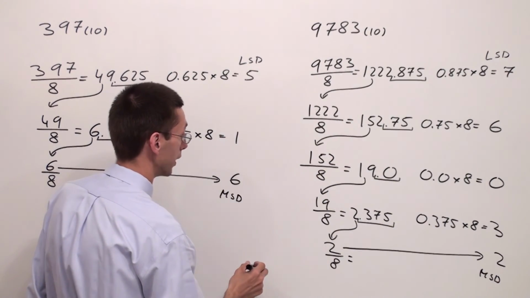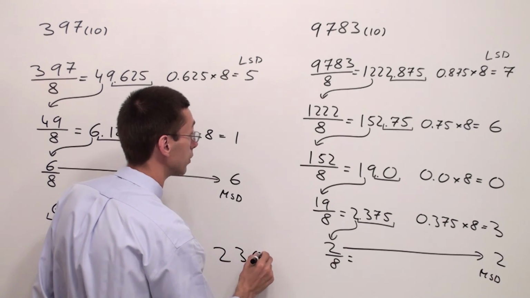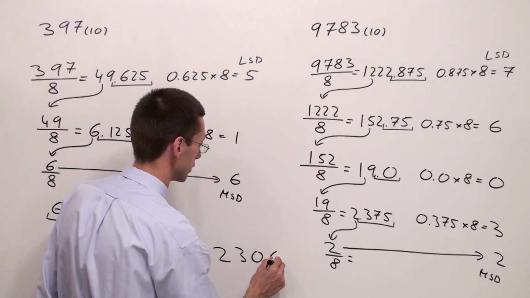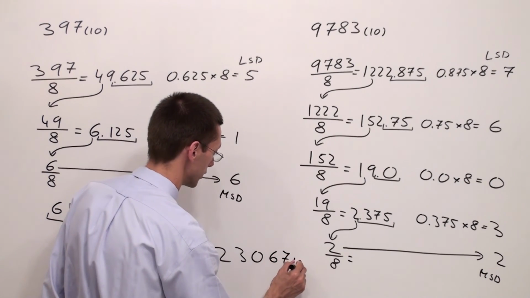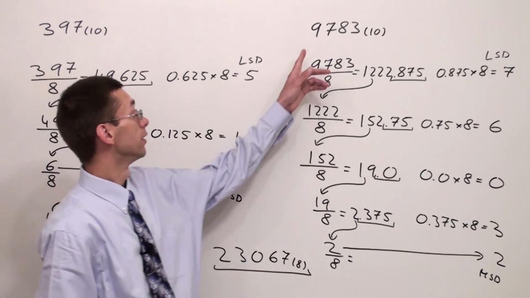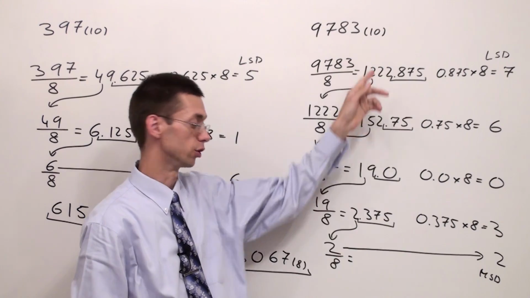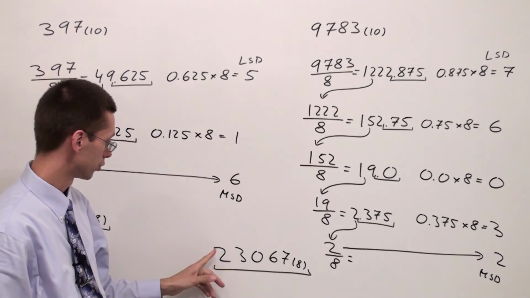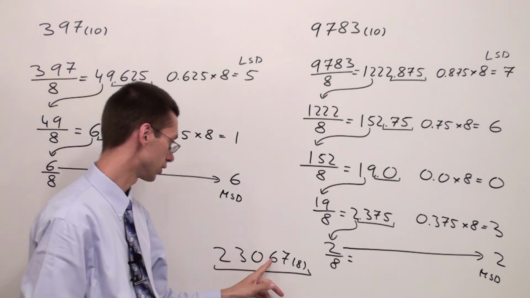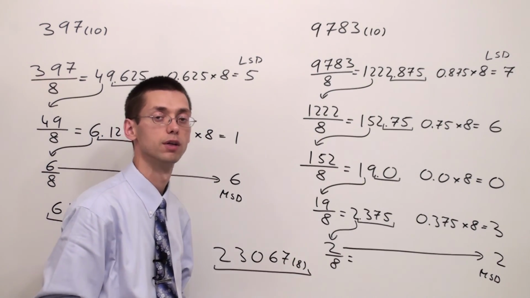So I'm going to have my answer, 23067 base 8. 9,783 base 10 is equivalent to 23,067 base 8. And this is the solution to my problem.